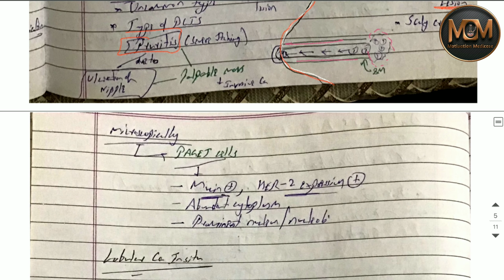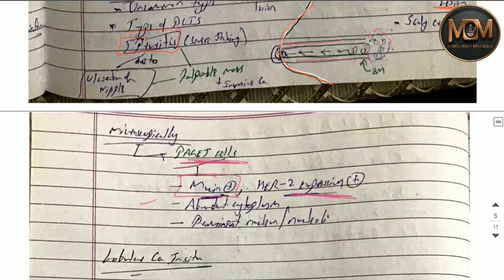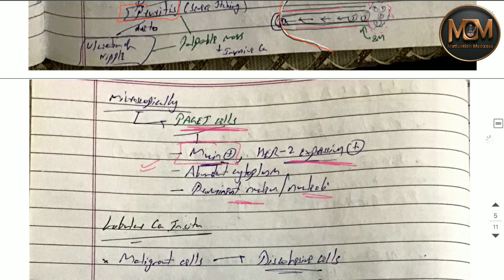Microscopically, in your histology, you see the Paget cells. How do Paget cells look? They have mucin present, and there's also HER2 expression present. There's abundant cytoplasm as well as a prominent nucleus that you can see microscopically.